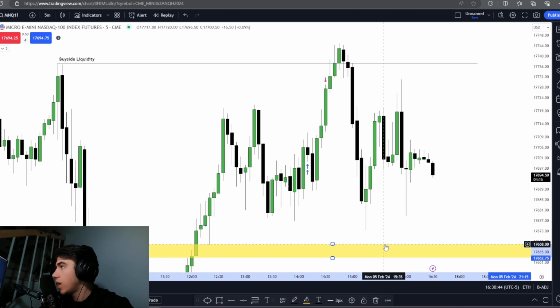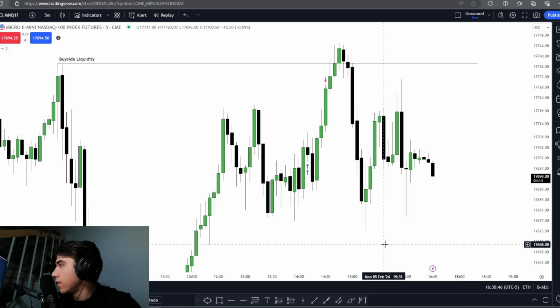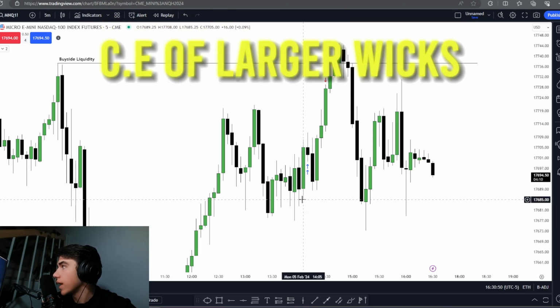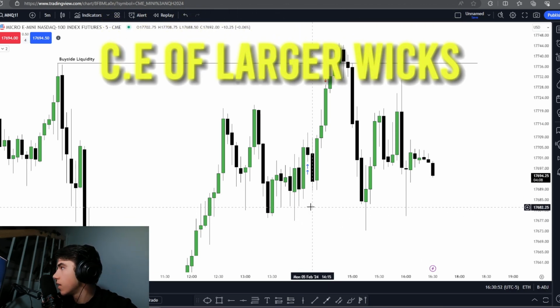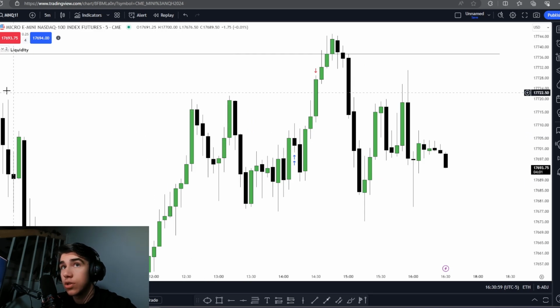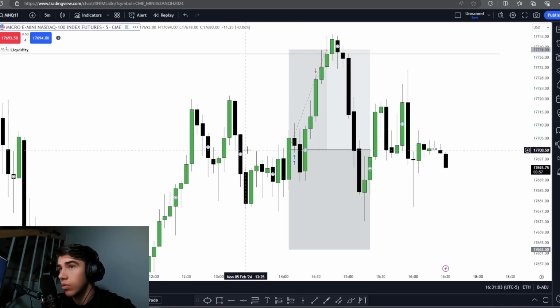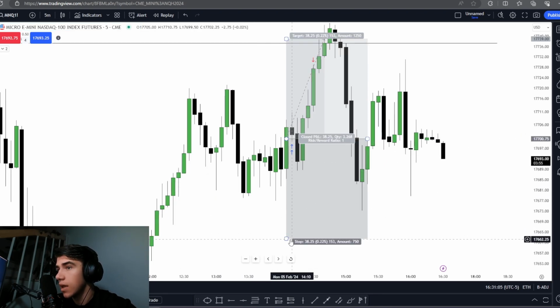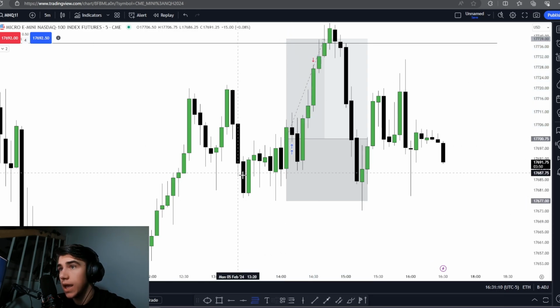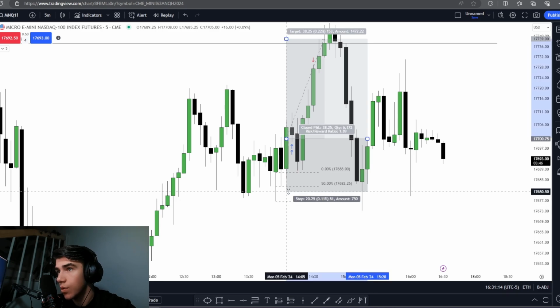And just how I could use the Consequent Encroachment or the middle point of a Breakaway Gap, that is also very valid for wicks, right? These larger wicks, the middle point of that is a very valid spot to place your stop, right? You see ICT doing this all the time. So in this case, this was a trade that I took moments ago. This was my entry, and because I wasn't comfortable with putting my stop here, I will put my stop at the middle point of this larger wick, which is right here.